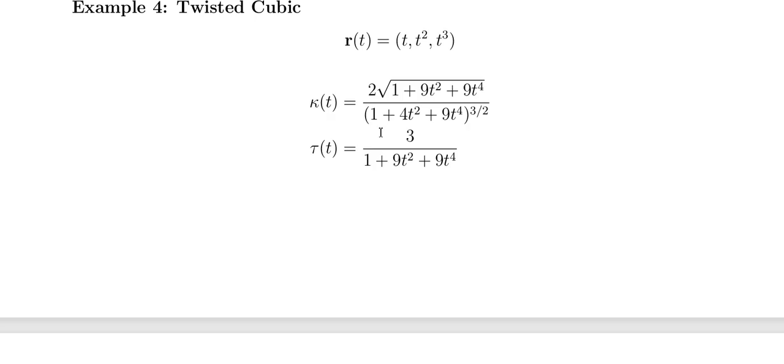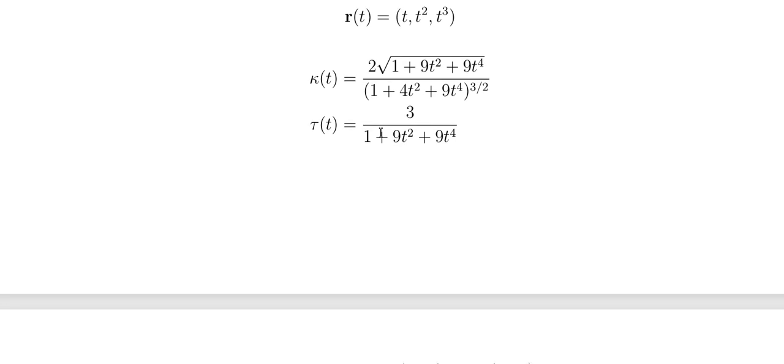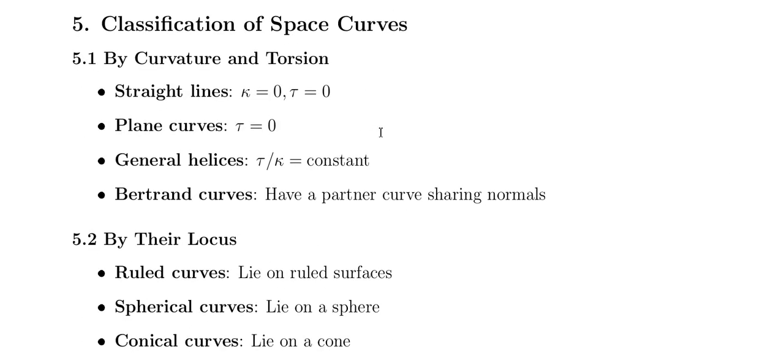We have already worked out the problem. The torsion is 3 by 1 plus 9t square plus 9t to the 4. And the classification of space curves: for a straight line, curvature and torsion are both 0. For a plane curve, only tau is 0. For general helices, tau by k equal to constant, that is torsion divided by curvature equal to constant.